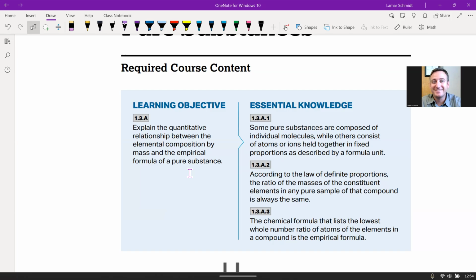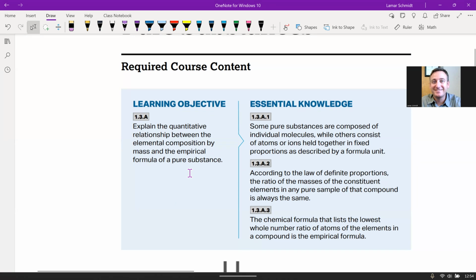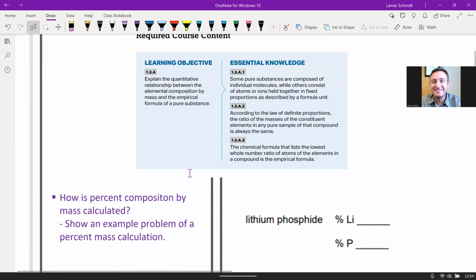The reason we're focusing on pure substance in the next unit, I think this is unit 1.3. Did I just say 1.4? Yeah. It's unit 1.3, and in unit 1.4 we are going to talk about substances that are not pure. But in 1.3, we're looking at pure substances, and we're taking a relationship between that composition and the empirical formula.